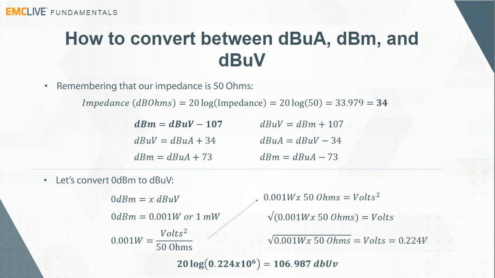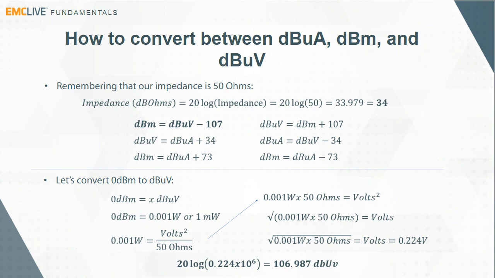We know how to convert the linear numbers to dB. How do we convert between dB microamps, dBm, and dB microvolts in a 50 ohm system? It's very important to remember that we're in a 50 ohm system. You're going to see this a lot in measurements, especially on a spectrum analyzer. Usually, by default, I think they're in dBm. But some of your measurements are going to be dB microvolts. So be careful when you're taking a measurement off of a spectrum analyzer that you're not double converting to dB microvolts.